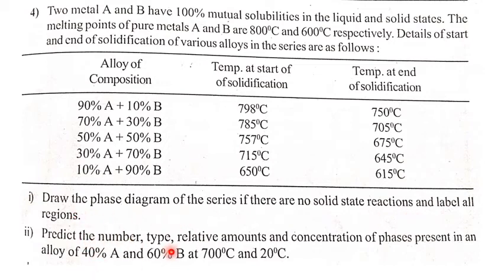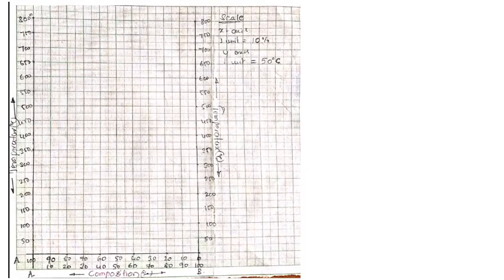Next, predict the number, type, relative amounts and concentration of phases present in an alloy of composition 40% B at 720 degrees Celsius. This means we need to apply the Gibbs phase rule and the lever rule in order to find the number, relative amount and concentration of the different phases which are going to be present. So let's see how exactly we are going to draw this one.